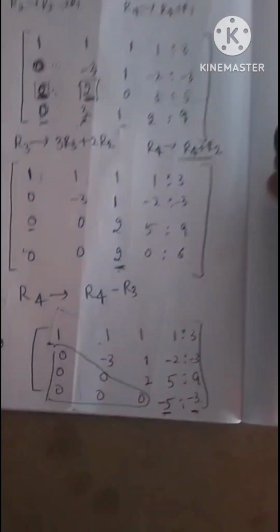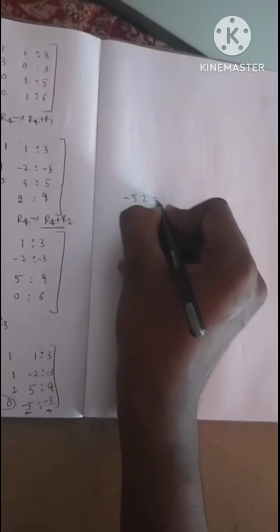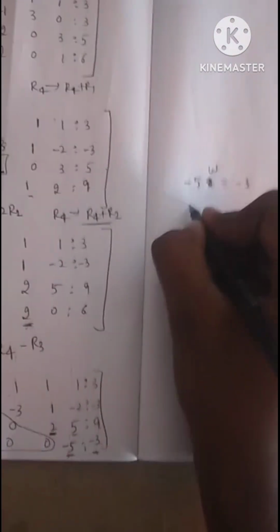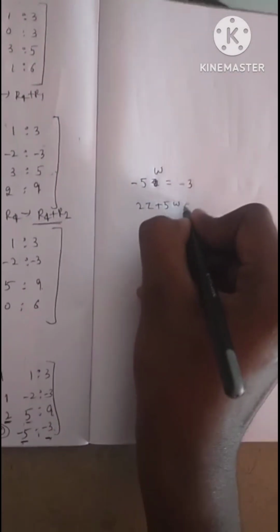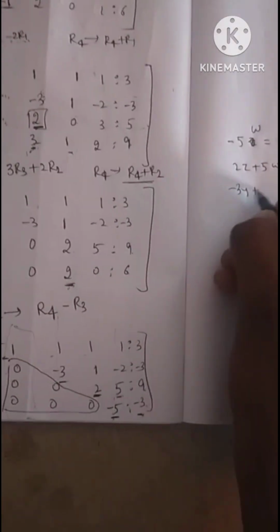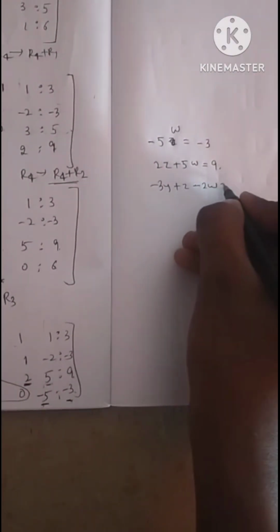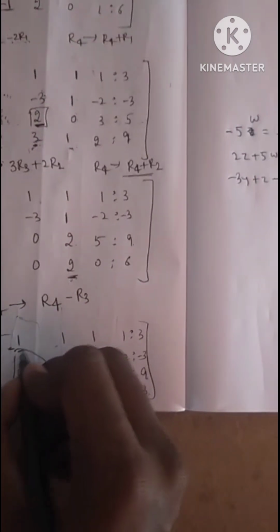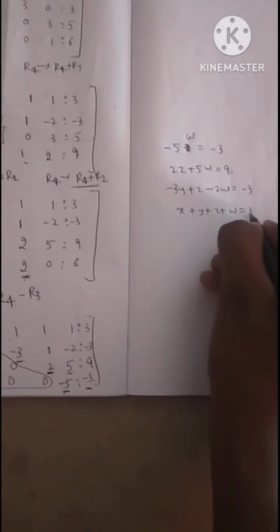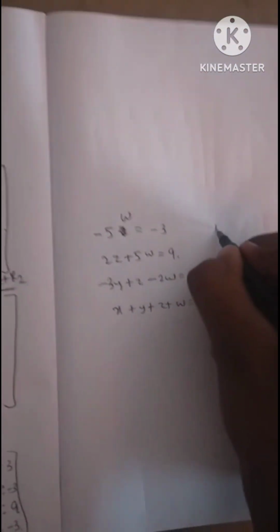So let us write here minus 5z is equal to minus 3. Minus 5w is equal to minus 3. The next is 2z plus 5w is equal to 9. And the other equation is minus 3y plus z minus 2w is equal to minus 3. And the last equation is x plus y plus z plus w is equal to 3. So here we get w as 3 by 5.